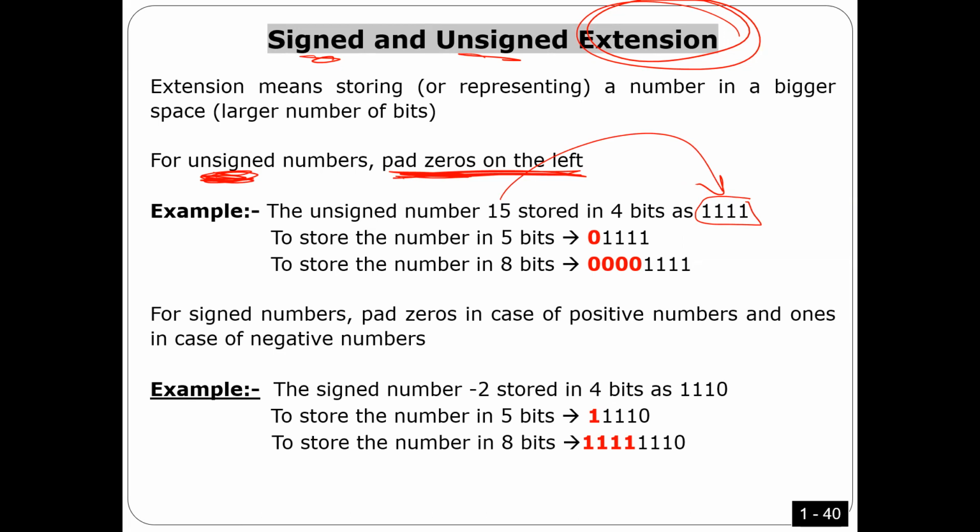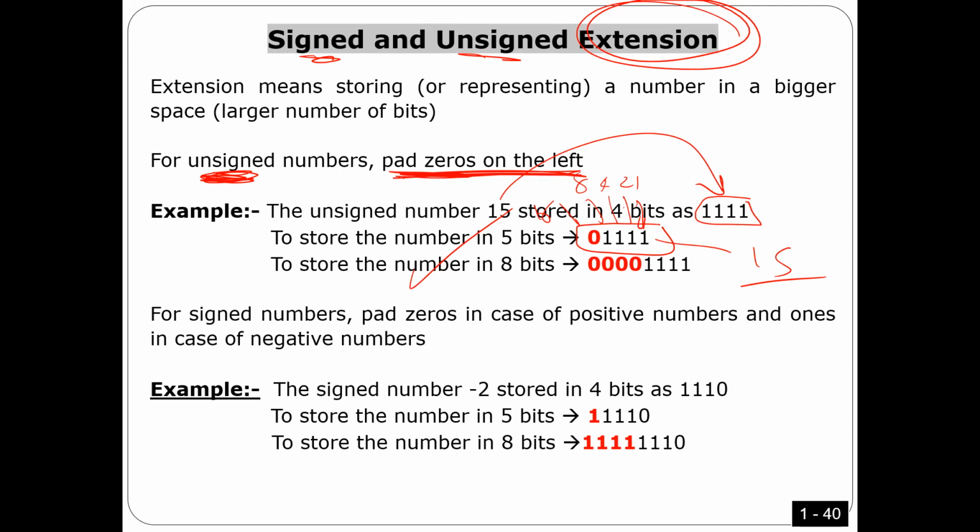Very simple, because this number is unsigned, just put zeros. I promise you will get the same number. So here, if I want to represent the same number in 5 bits, I just put one more 0 here. If I want to store it in 8 bits, I'm going to put 4 zeros here. Any questions? You will get the same number. Let's see: the weights here are 1, 2, 4, 8, 16. If you do the calculation, you will also get 15. Any questions? Okay, now let's move to the signed numbers.